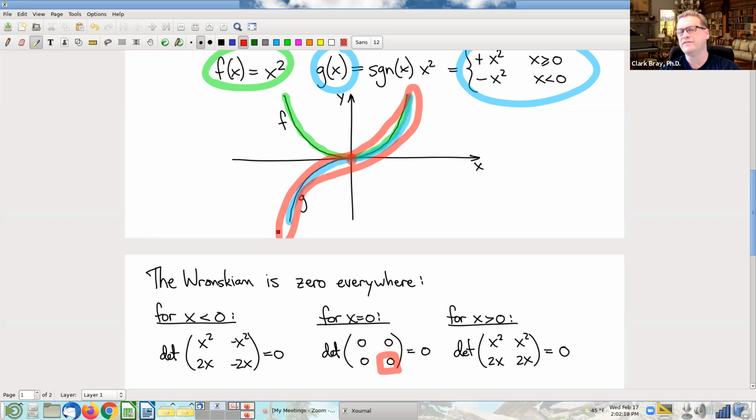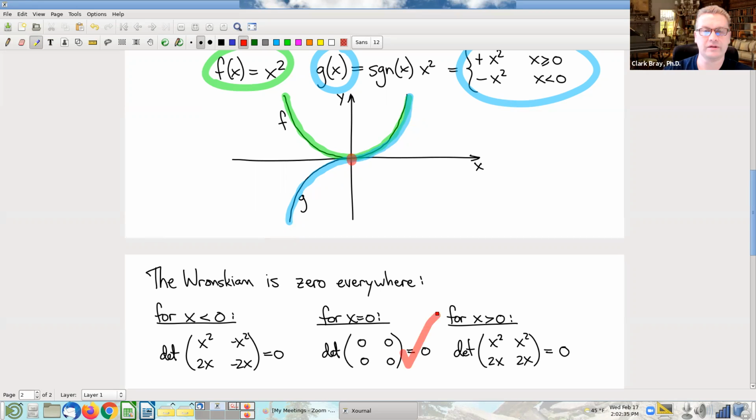You have to go back to the definition of a derivative, and it's just a matter of doing it. It's not that big of a deal. It's a nice exercise. If you're looking for a good exercise in Calc 1, feel free to do that. But I'm going to just assert here the result, that derivative is 0. Anyway, nice agreement. The Wronskian still 0. So the Wronskian is 0 everywhere.